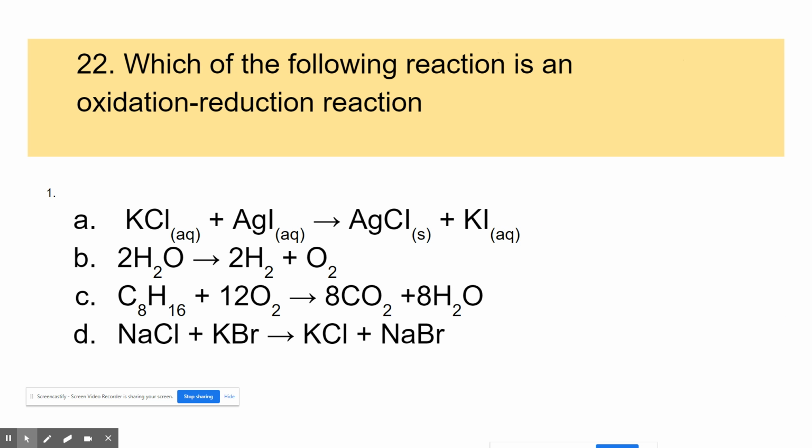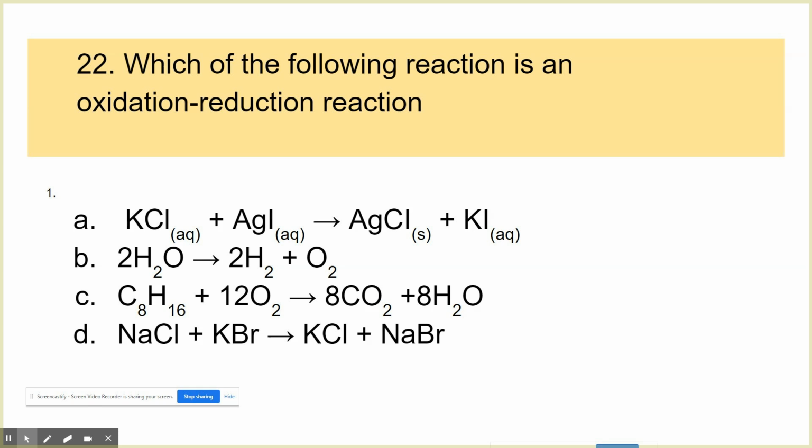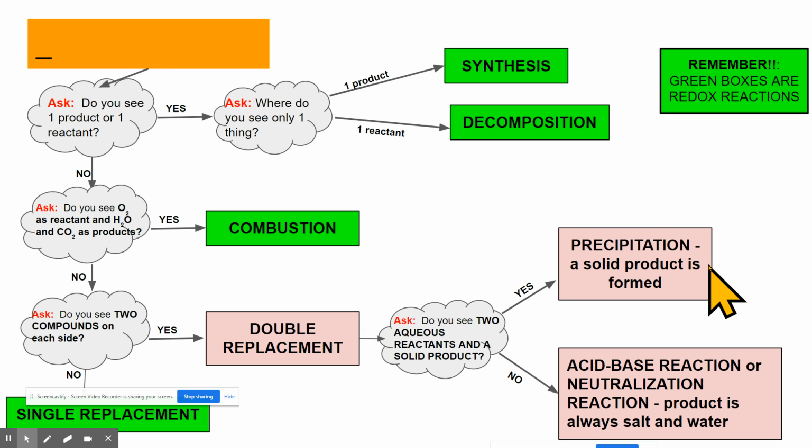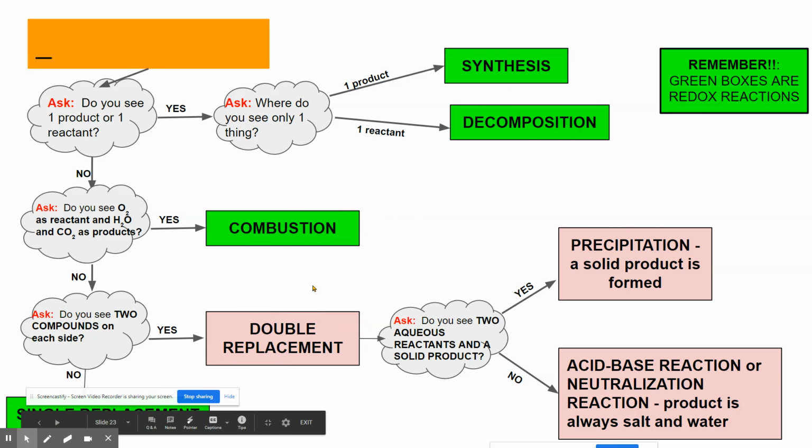Let's look at question number 22. Which of the following reactions is an oxidation reduction reaction? All right, guys, when you read oxidation reduction reaction, that's your redox reaction. So we're looking for something that is redox. So how do we know, guys, if it's redox? If you go to our flow chart, it has to be one of these green boxes right here.